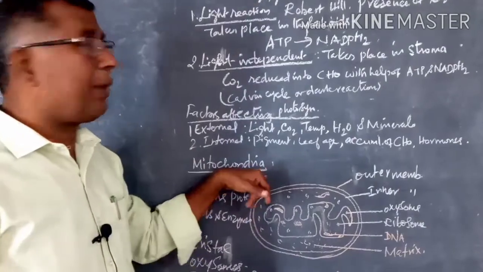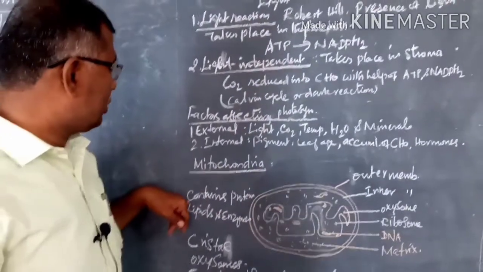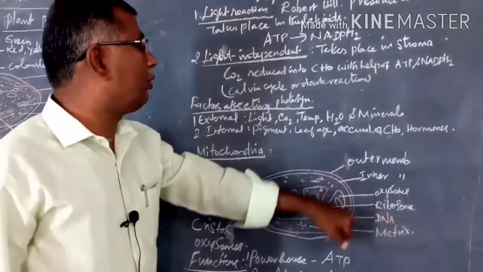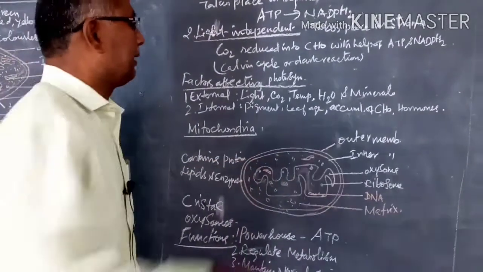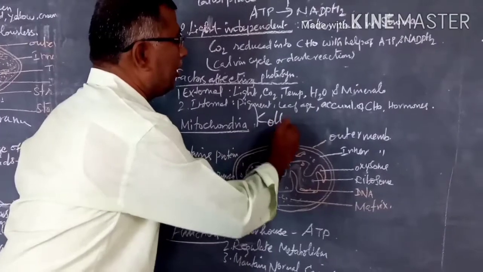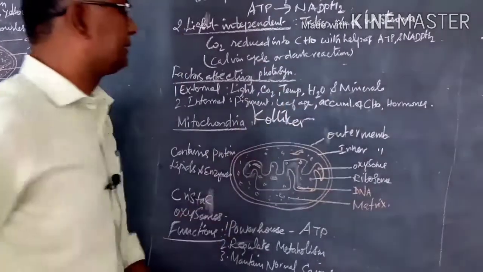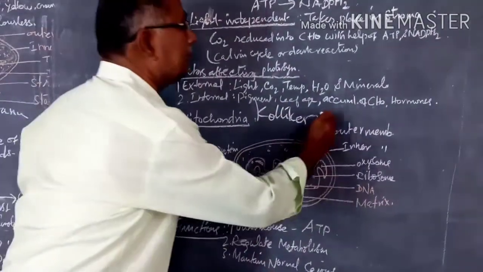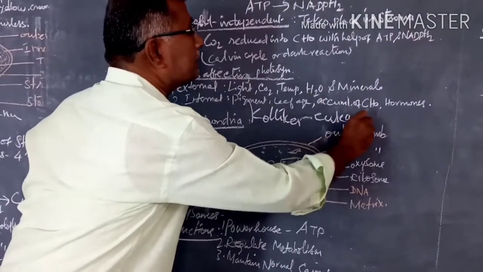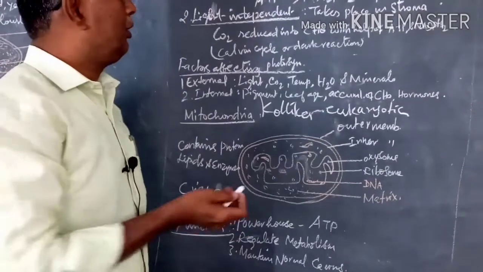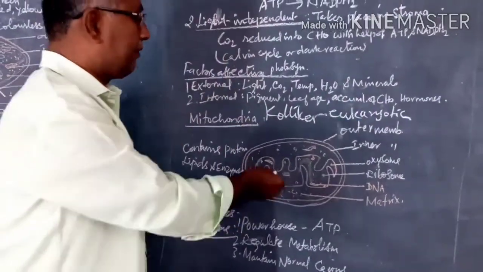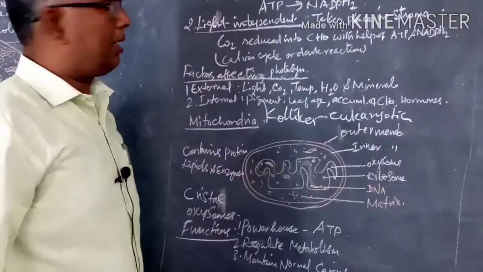Next one is mitochondria. Mitochondria, you have already known, was discovered by Kolliker. It is present all over the cell, especially in the eukaryotic cell. Eukaryotic cell means the cell having a well-defined nucleus. Only those cells have mitochondria.